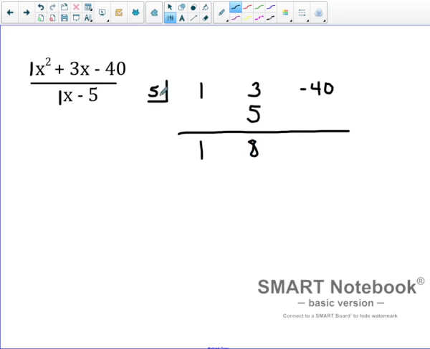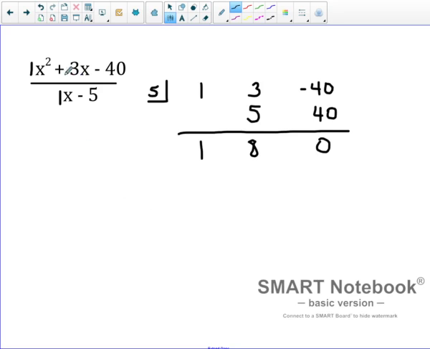And then I just repeat that process. 5 times 8 is 40. And I'll just add these together and I get 0. Okay, so I'm done with the synthetic division process. Now we have to look at how to interpret those results.